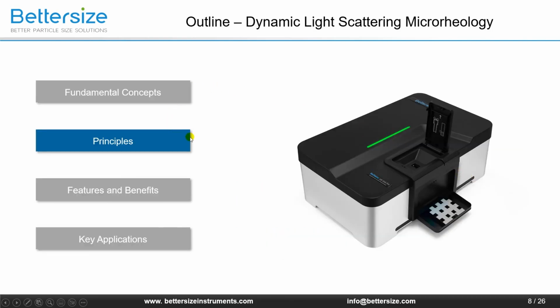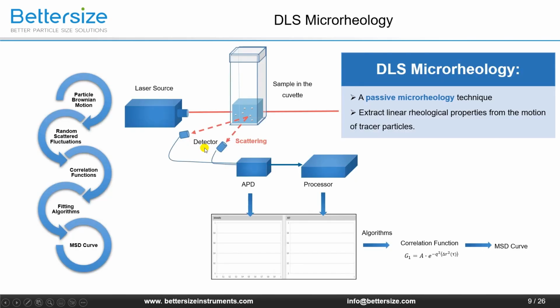Let's move on to the next part: the principles of DLS microrheology. When talking about DLS microrheology, it is important to note that it is a passive microrheology that applies no external forces to the tracer particles. And it can extract linear rheological properties from the motion of tracer particles undergoing thermal fluctuations in a system. In a DLS microrheology experiment, tracer particles undergo Brownian motion in a system at thermodynamic equilibrium. The motion of the tracers then causes random scattering fluctuations, and DLS microrheology measures the autocorrelation function of the light scattered by the particles. The relation between the MSD of the tracer particles and the autocorrelation function of the scattered light is then obtained from the correlation function.